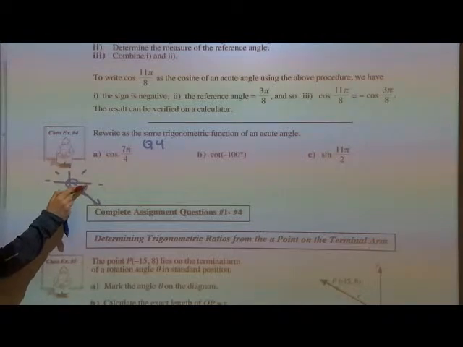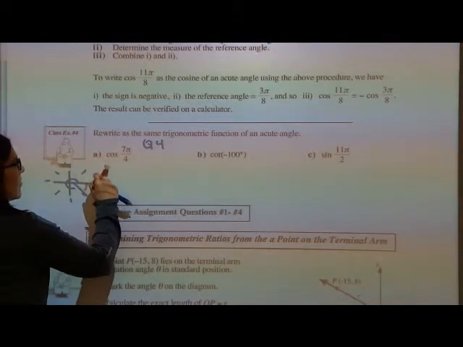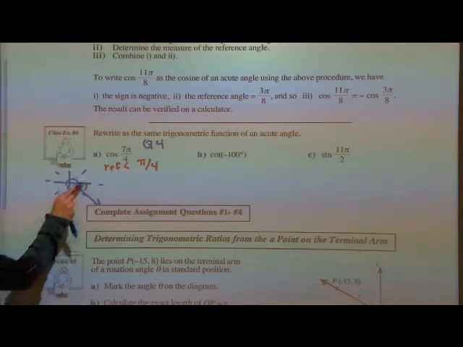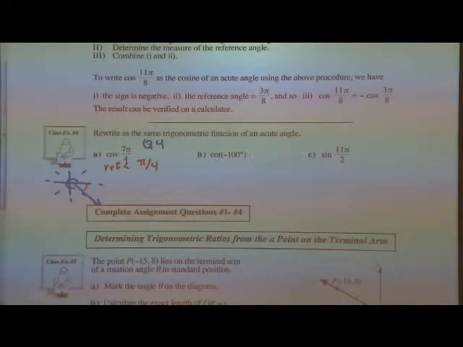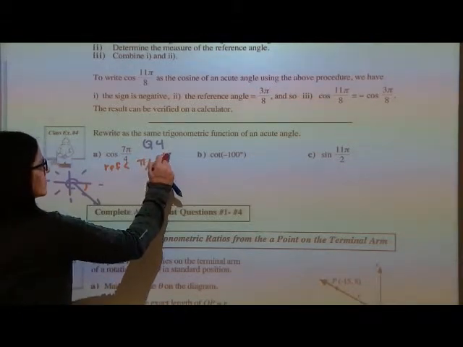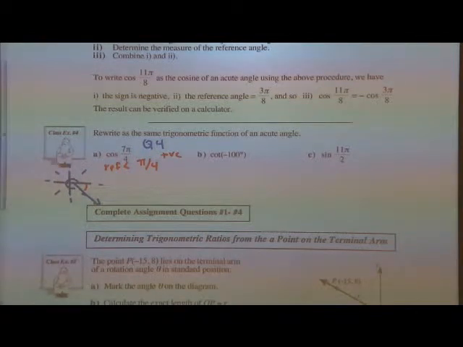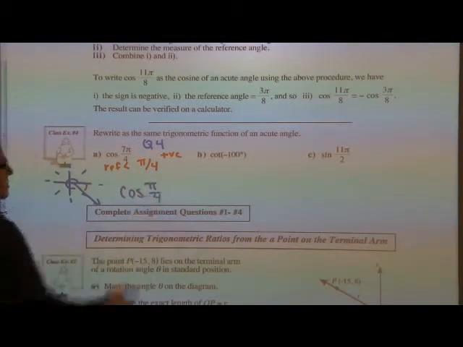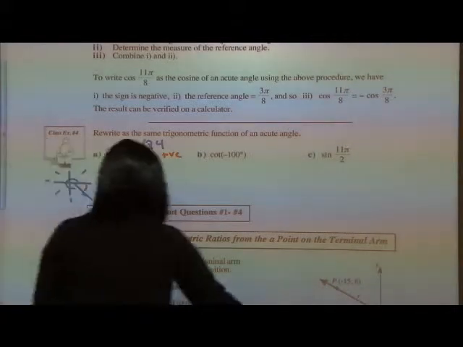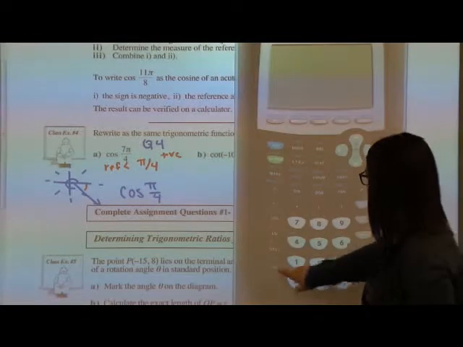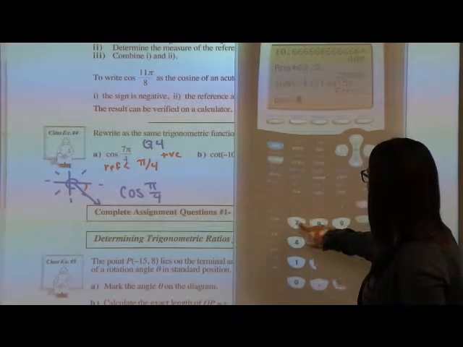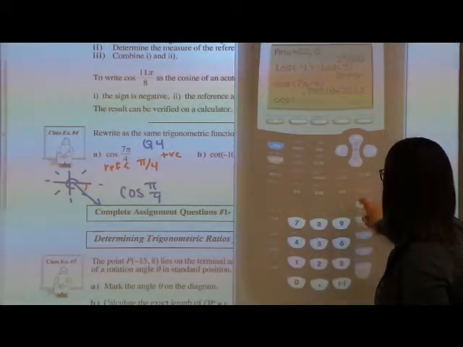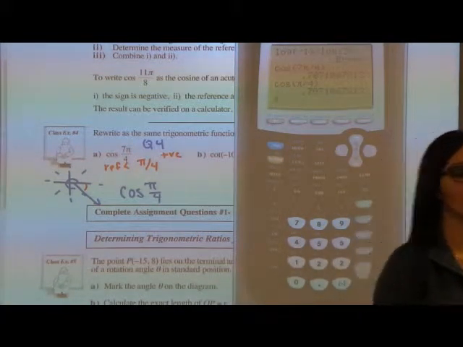So what's this measurement right here? Pi over 4. So my reference angle is pi over 4. And in quadrant 4, what is the sign of cos? Positive. So what this is going to equal is the same as cos pi over 4. And I can check that with my calculator. I make sure that I'm in radian mode. If I type in cos 7 pi over 4, and then I type in cos pi over 4, I get the same value.